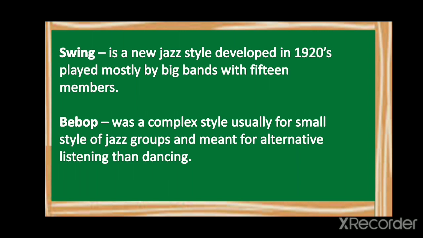Bebop was a complex style, usually for small jazz groups, and meant for attentive listening rather than dancing. The melodies of bebop are often varied, and chords might have 6 to 7 notes rather than the 4 or 5 characteristic of earlier jazz.